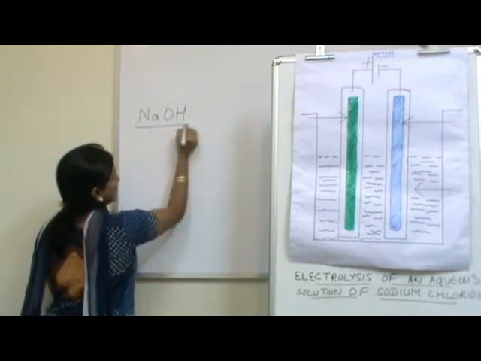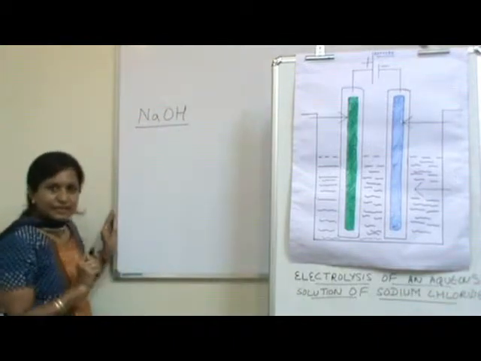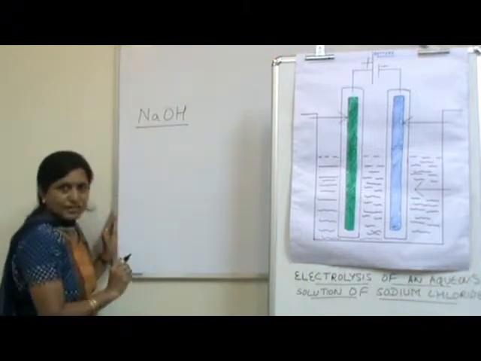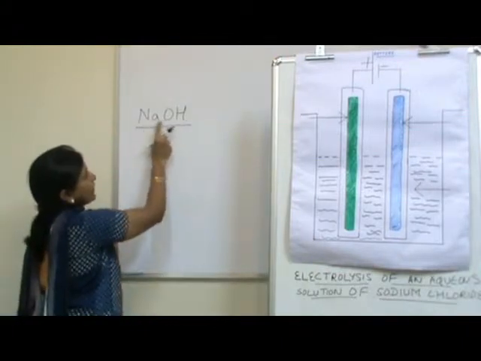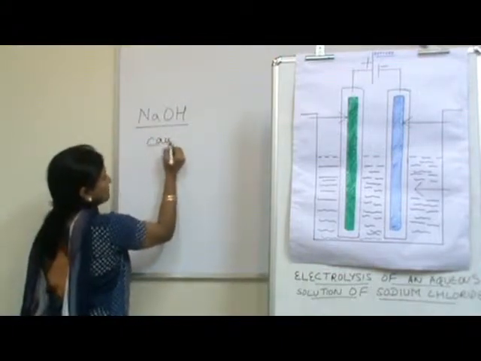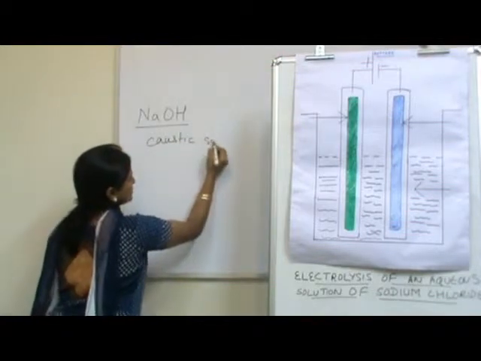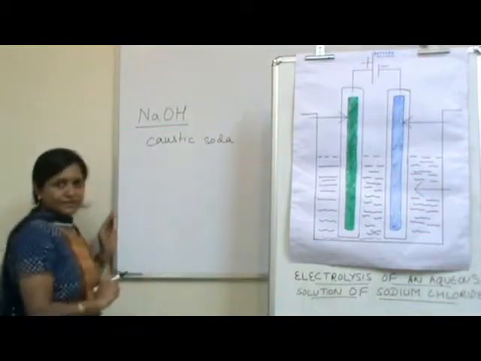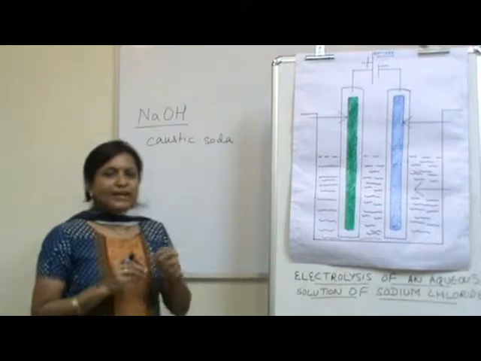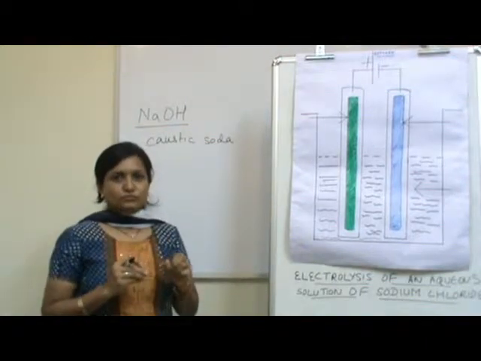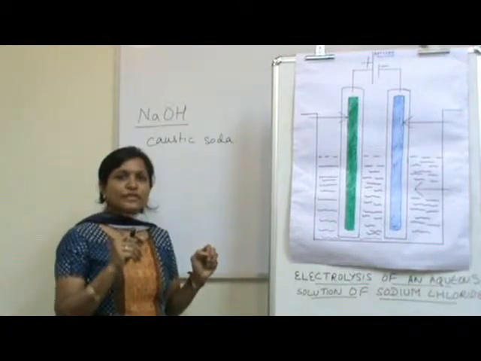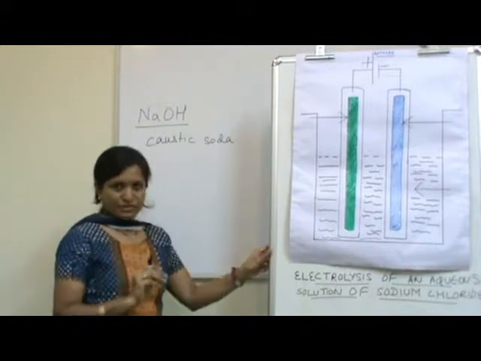NaOH. NaOH is a base. Chemical name sodium hydroxide. Molecular formula NaOH. Common name caustic soda. Right? Now, when electricity is passed through an aqueous solution of sodium chloride, it decomposes.